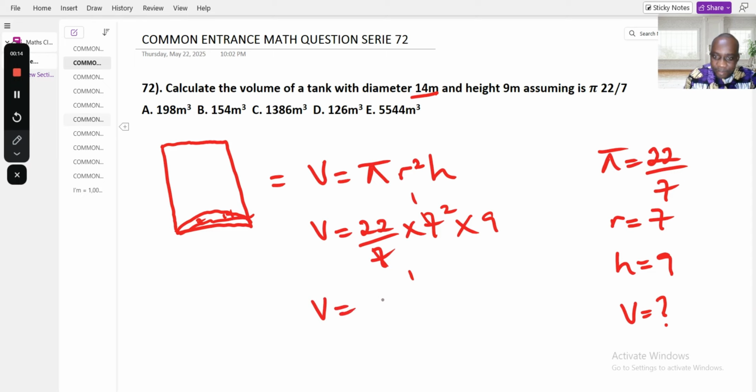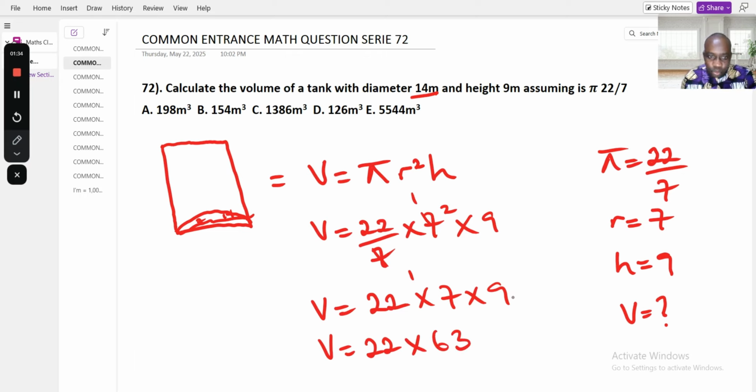Therefore, we are going to have 22 multiplied by 7 multiplied by 9. Now we are going to multiply these three together. That's how we get our volume. What is 7 times 9? 7 times 9 is 63. It means that 22 multiplied by 63.